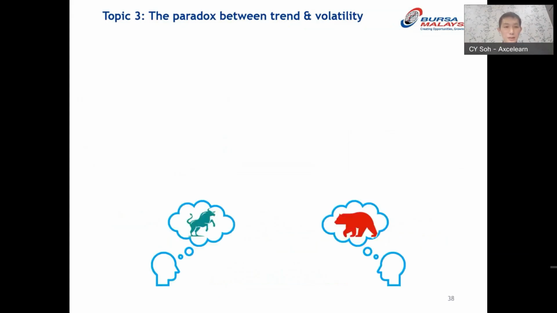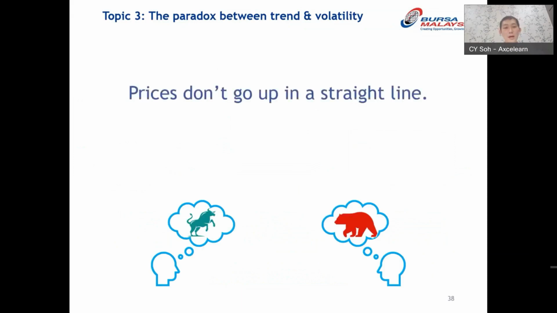Now, of course, another one, which is the paradox between trend and volatility, is that the price doesn't go up in a straight line. And of course, I also wish that price would go up in a straight line, but in reality, it doesn't happen that way. Because why? There would be people taking profit from the market. So you can see early on in our quick trading simulation, some of our participants have already taken profit from the market. So they are the ones who are causing the price to come down.